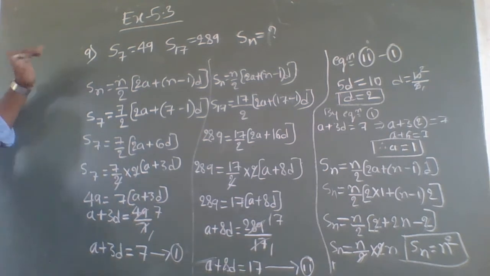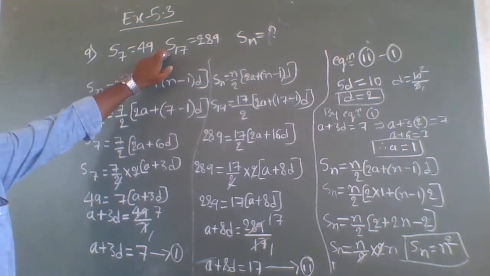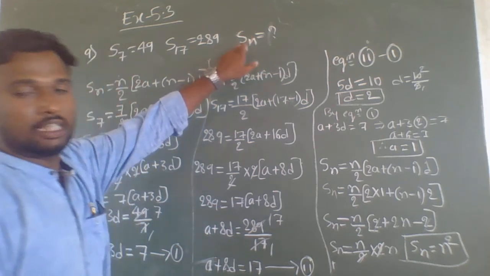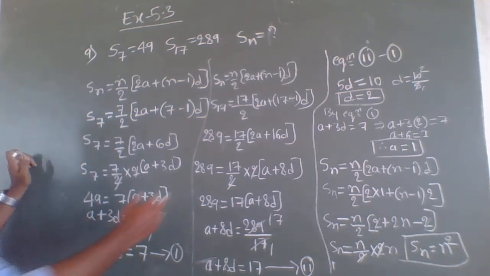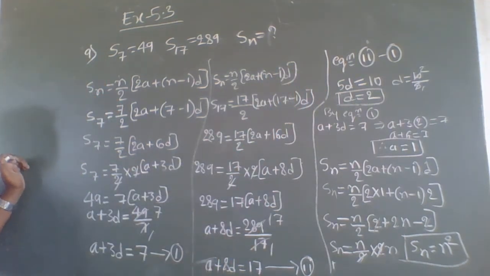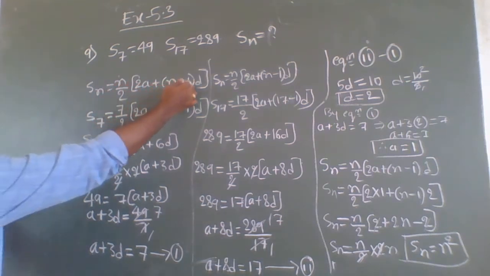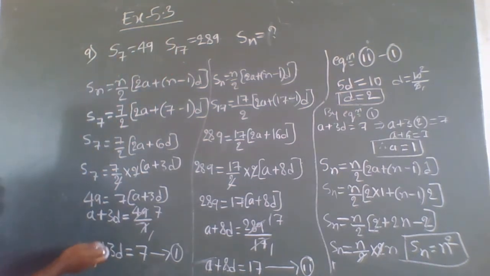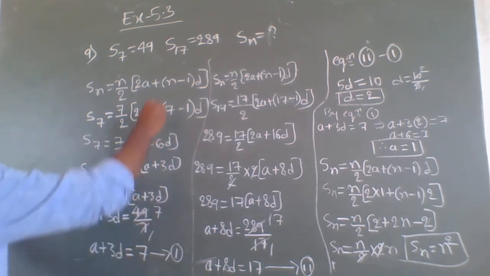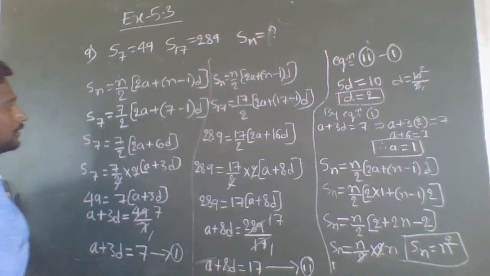What are they given? S7, S17, and we have to calculate the sum of n terms. So to calculate that, first I have to calculate the A value and D value. To calculate that, first I used the formula Sn is equal to n by 2 into bracket 2a plus n minus 1 into D for both S7 and S17. To get the first equation, I used the S7 term. By using S7, I got the first equation, and by using S17, I got the second equation.